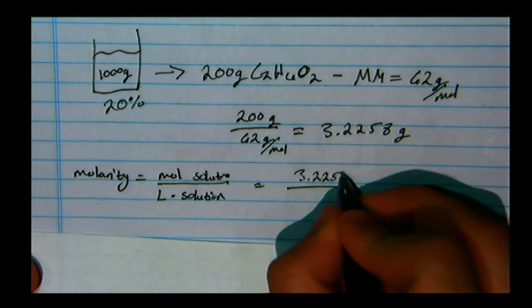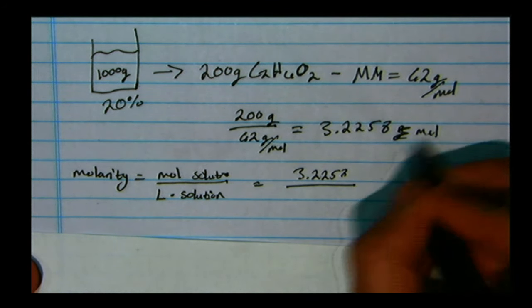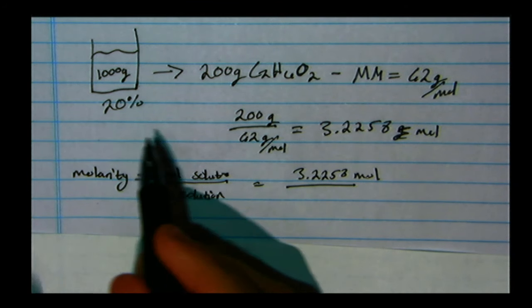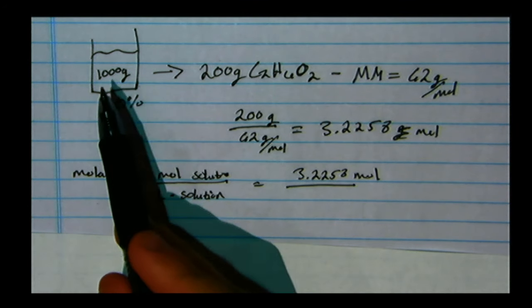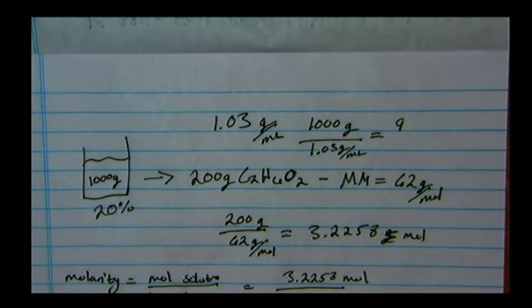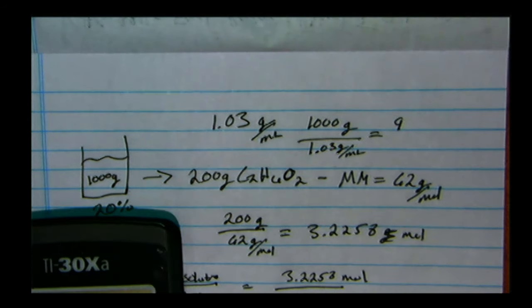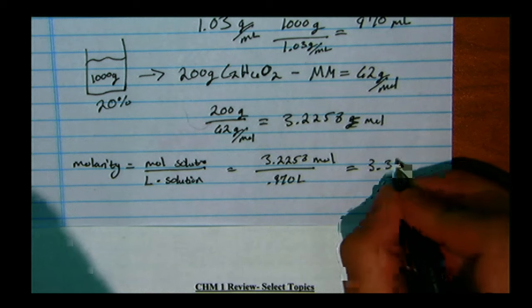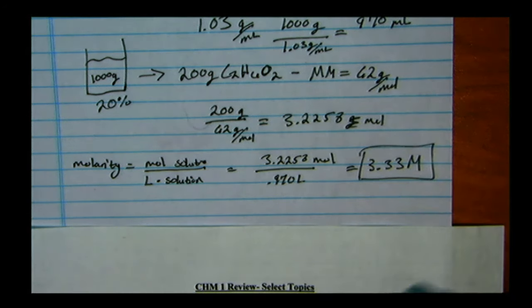3.2258, that should say moles of my solute. And then when I go to calculate my volume of solution, they told me I had a density of 1.03 grams per milliliter, yes? So now I can take 1,000 grams and divide it by 1.03. When I do that, I get 970 milliliters. Do we agree with that? Does anybody disagree with that math? Oh, wait. So now when I come down here, remember that we want this in liters, so I'm going to plug in 0.970. Yes?